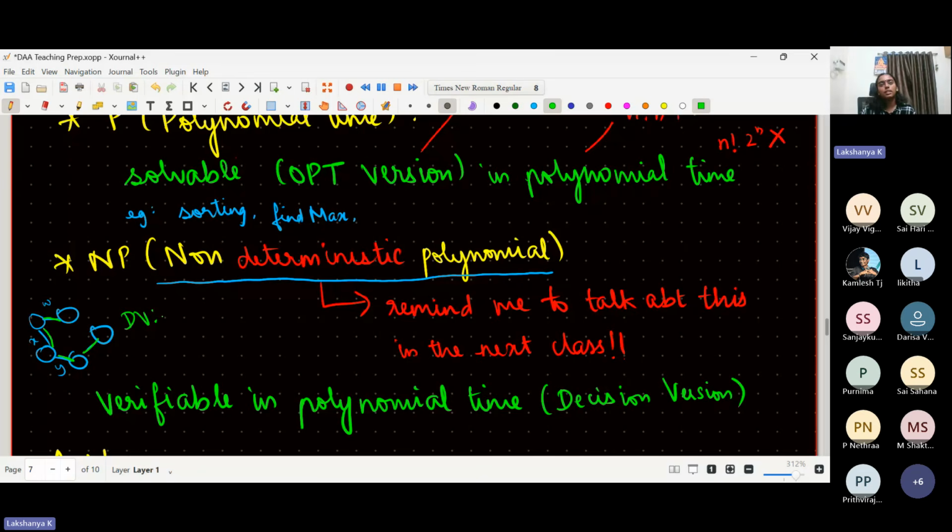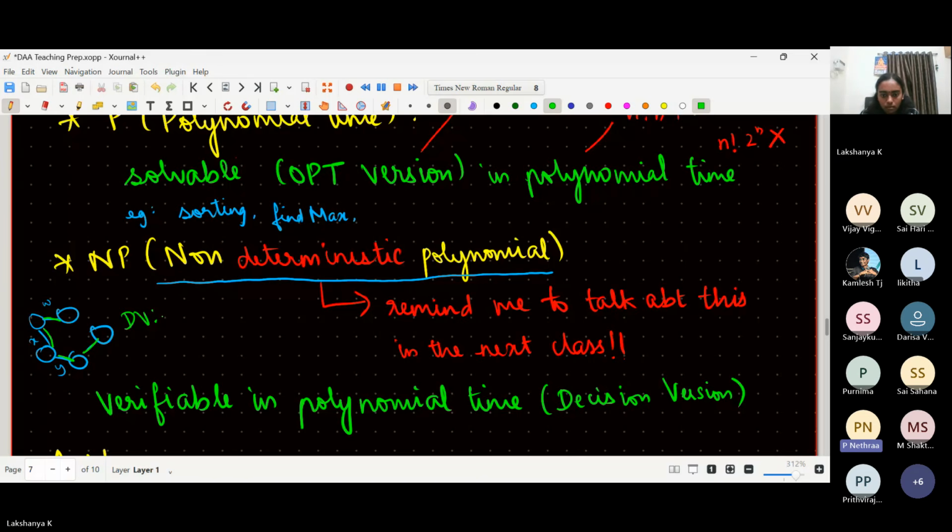If you put the decision version the first way I said, like, is this the minimum cost path, then you have to again check all paths before you can decide that this is the minimum cost. So that is not verifiable in polynomial time. That will take, I think, 2 power n. You get what I'm saying?